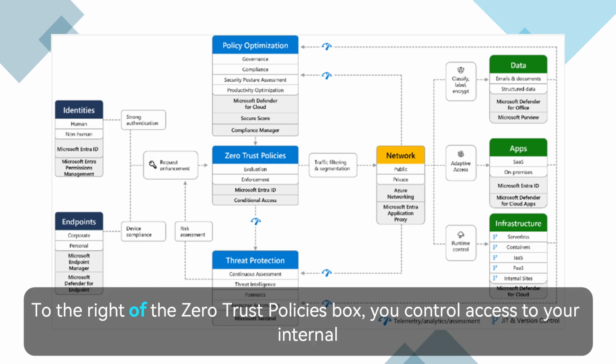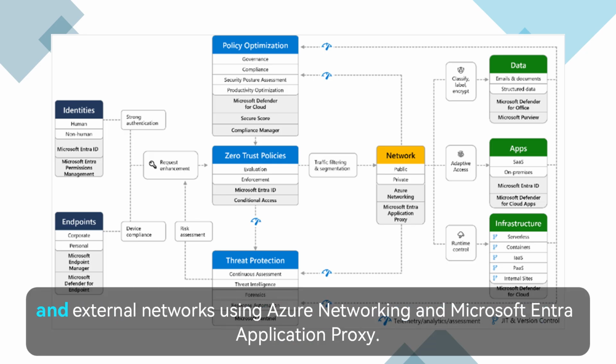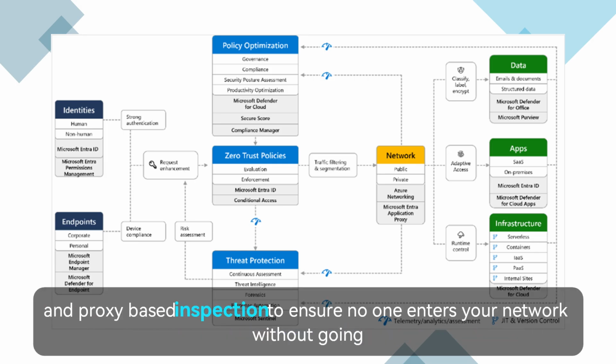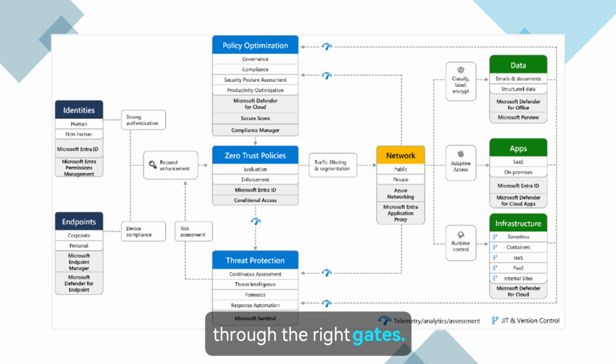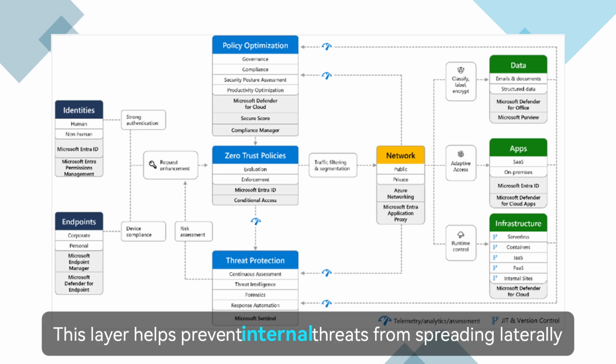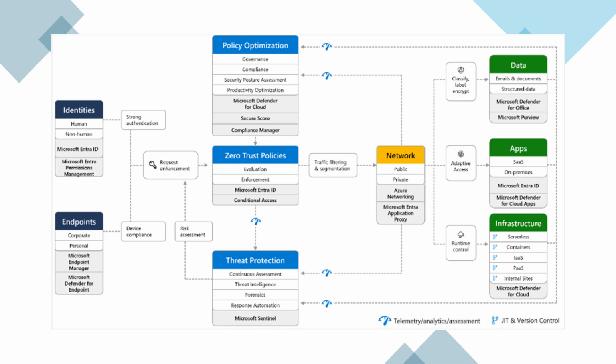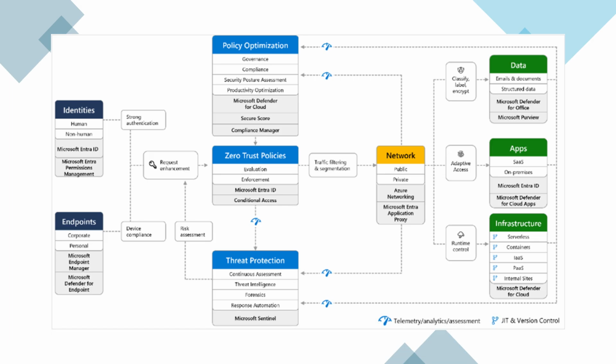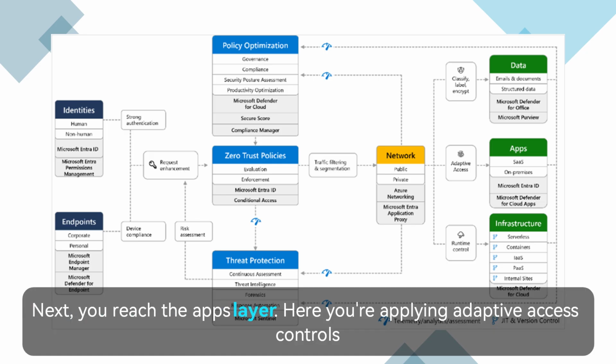To the right of the Zero Trust Policies box, you control access to your internal and external networks using Azure Networking and Microsoft Entra Application Proxy. This is how you enforce traffic filtering, segmentation, and proxy-based inspection to ensure no one enters your network without going through the right gates. This layer helps prevent internal threats from spreading laterally and gives you tight control over what moves where.